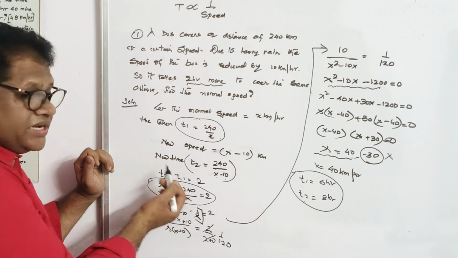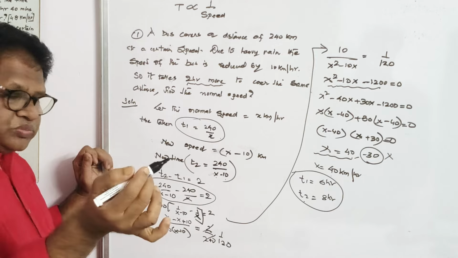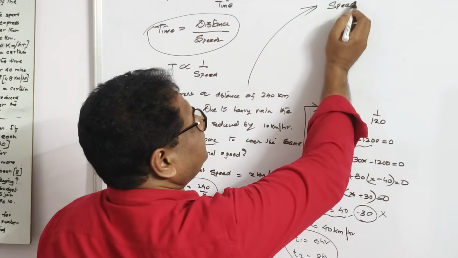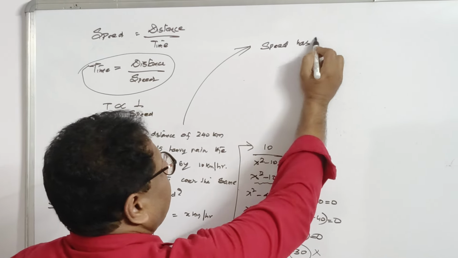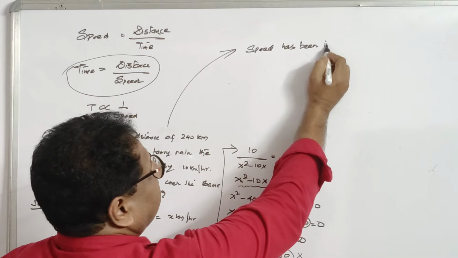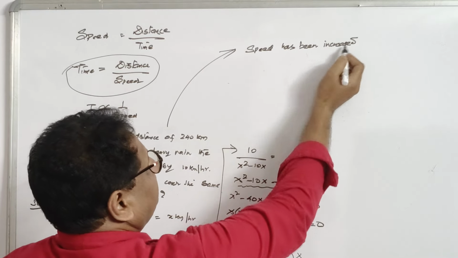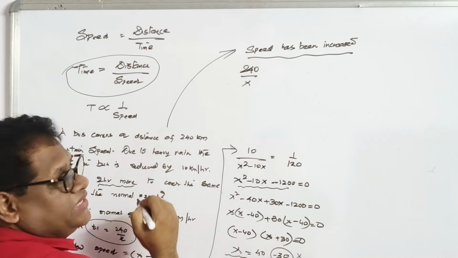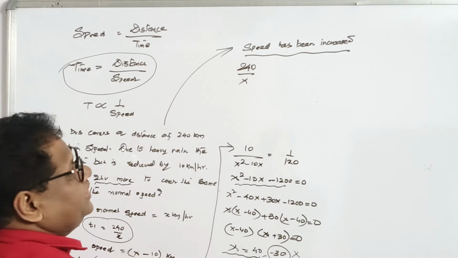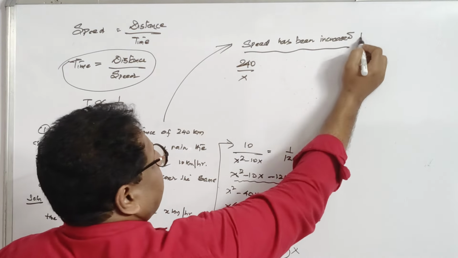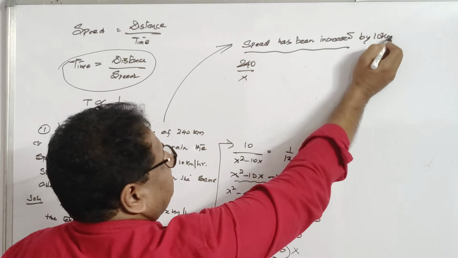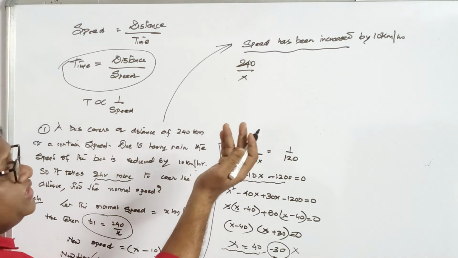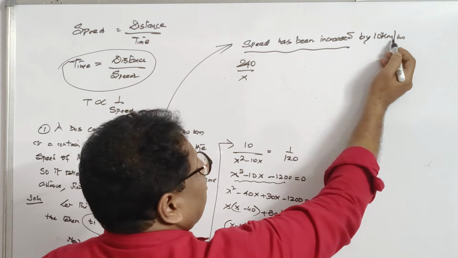When do we apply t2 minus t1 and when do we apply t1 minus t2? Suppose in the same question the speed has been increased in the second part. The original speed was, suppose, x, and in the second part of the journey the speed has been increased by 10 km per hour. Here the question says reduced by 10 km per hour. What would be the situation if the speed is increased by 10 km per hour?